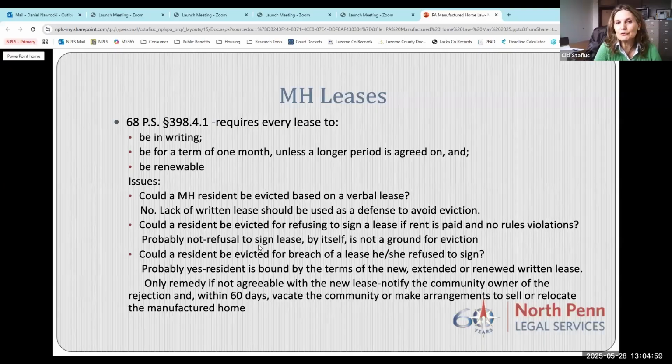Also, another issue that pops up sometimes is whether a resident could be evicted for refusing to sign a lease if rent is paid and there are no rules violations. Our position is also no, because refusing to sign a lease in itself is not a ground for eviction. So as long as you pay your rent and there are no rule violations, the community owner should not be able to evict you just on the ground that you refused to sign a lease.